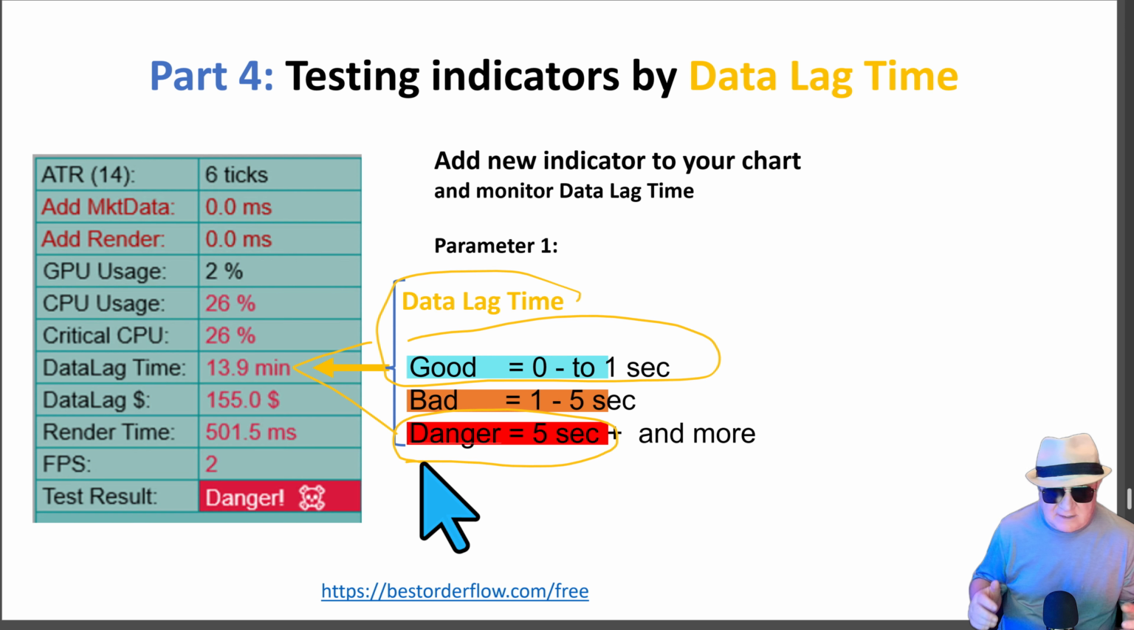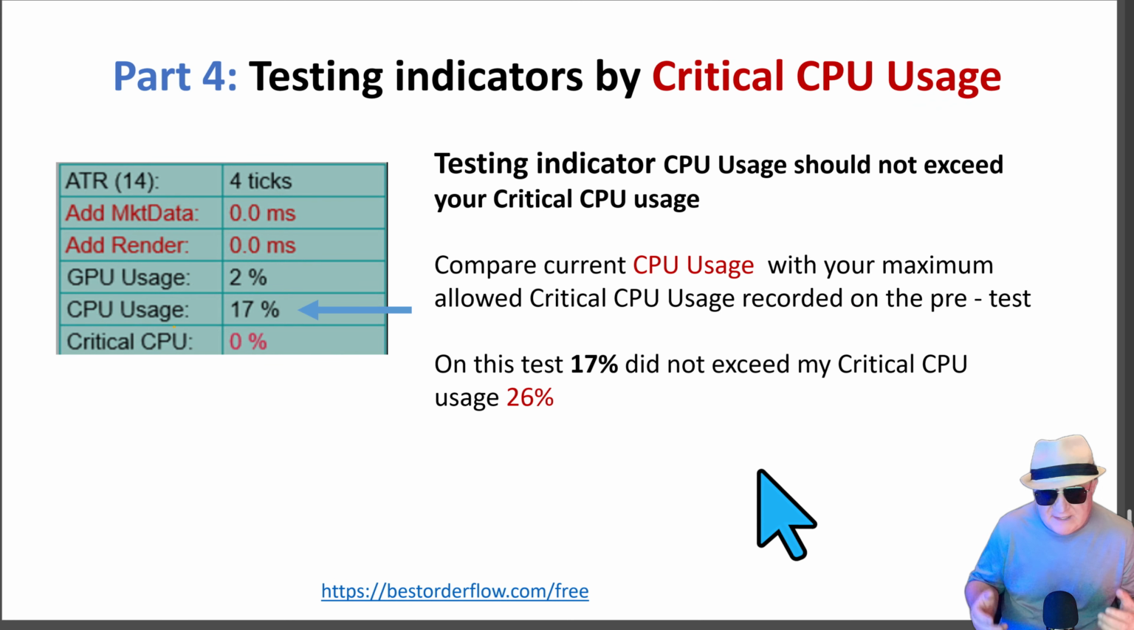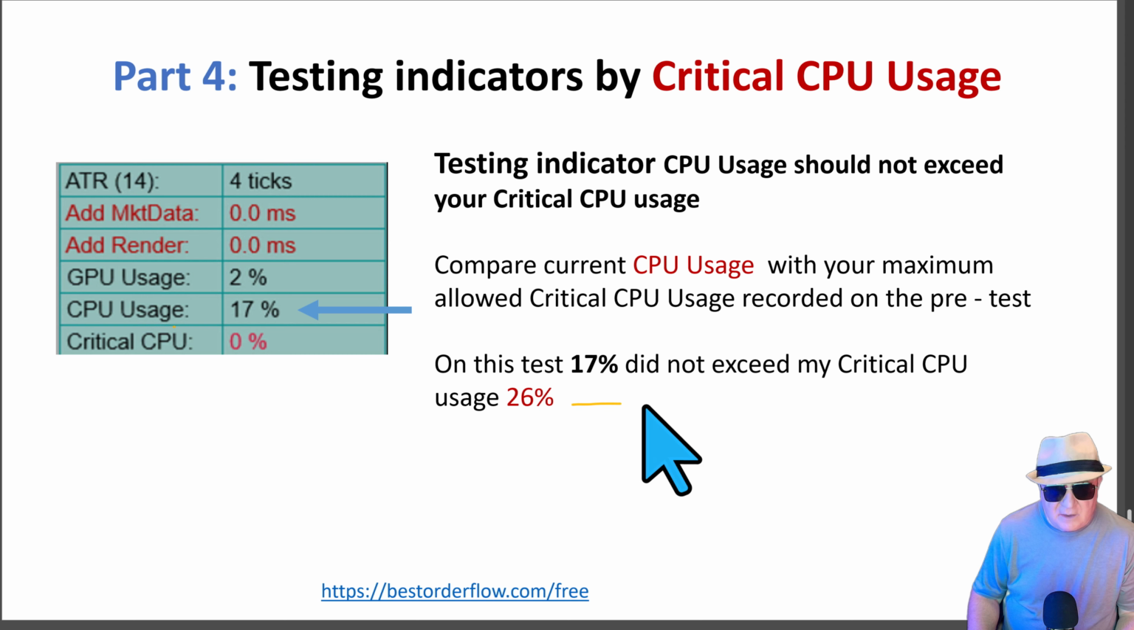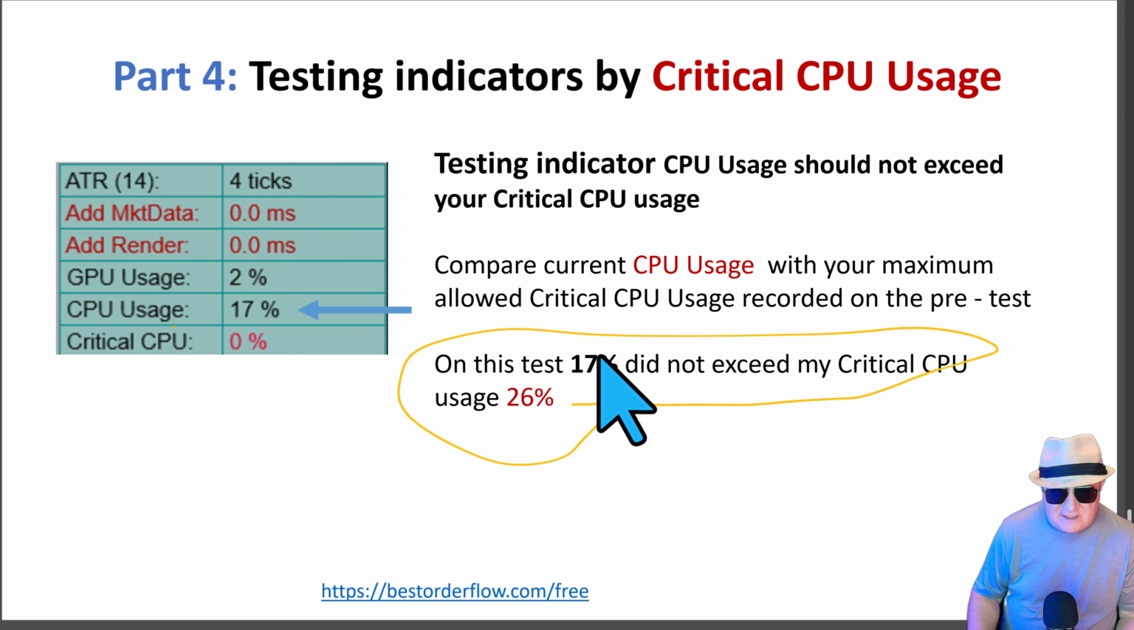the orders that we're currently trading with. So we need to exit as soon as possible, call your broker, or restart your Ninja application, or restart your computer as soon as possible and close this order. So when we're testing indicators, CPU usage should not exceed our critical CPU usage. In this particular situation, we have only 17%. We compare with our norm or our benchmark, 26% as critical, and while this has not reached 26%, I'm okay to continue my trading on that very chart.